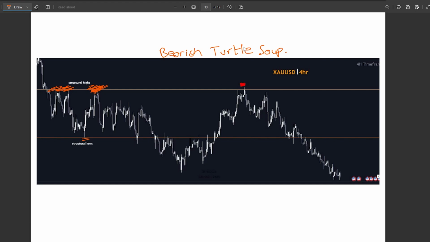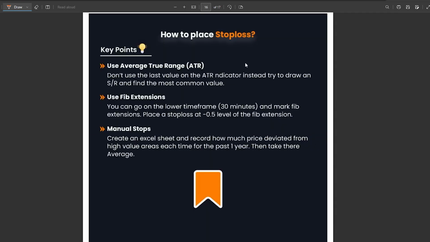Up till now, it must be clear to you how to take a trade when the retail stops are taken and you see a turtle soup pattern. Now we come to the most important topic: when you take a trade here, how will you place a stop loss? So let's see some methods of placing a stop loss. There are basically 3 methods of how you can place a stop loss after taking a turtle soup trade. Firstly, we can place a stop loss using the average true range. So let's move on to TradingView so I can explain it better.